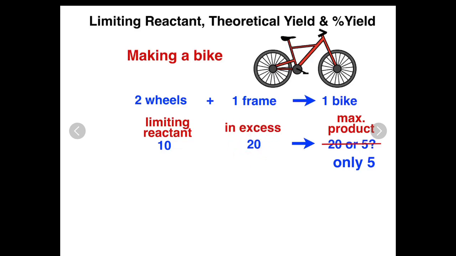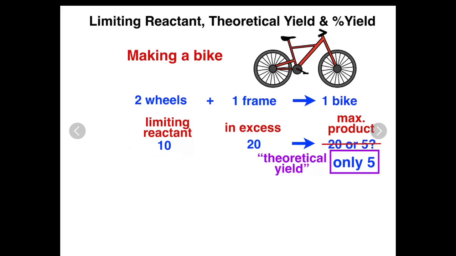So in this case, the limiting reactant is the one that is going to be consumed at the end of the reaction, and the reactant that is in excess is whatever is leftover that does not react, right? And the maximum amount of product that can be made is what we call the theoretical yield, or the amount that can theoretically be made from the limiting reactant.